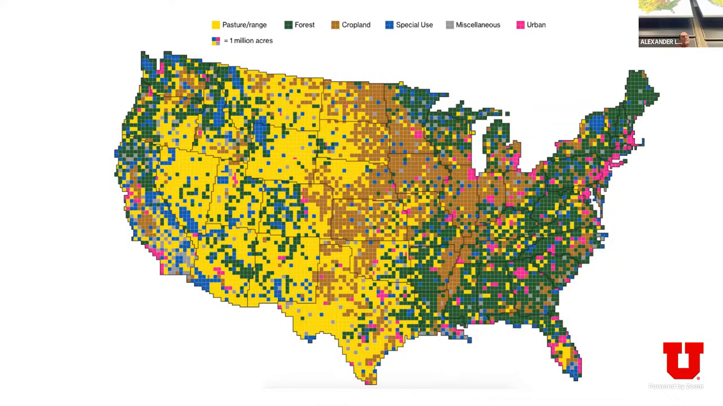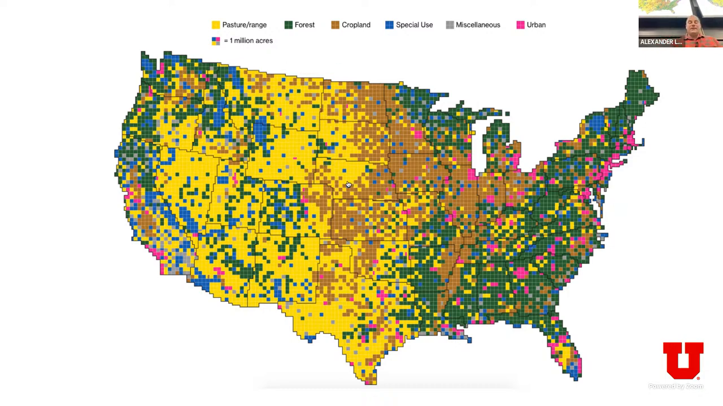Here's another example. This is a Bloomberg graphic. And this is a cool use of an ORFF map because this here is actually land use, right? So showing something like this on a map makes a ton of sense. Is it pasture, range, is it forest, is it cropland, is it special use, is it miscellaneous or urban? And you can see essentially that pasture range dominates the west, right? Forest dominates the east, and then we have the urban areas in the locations that we roughly know about.